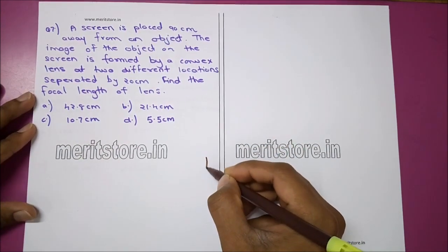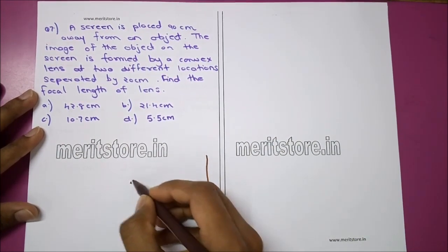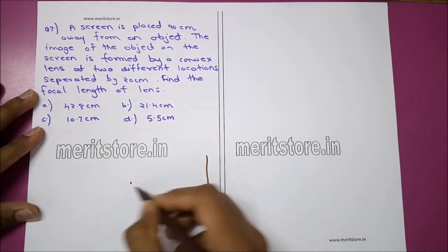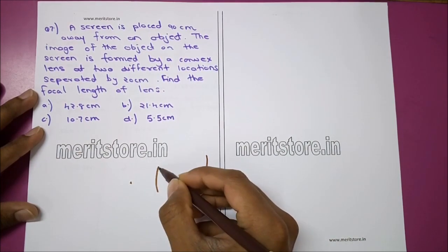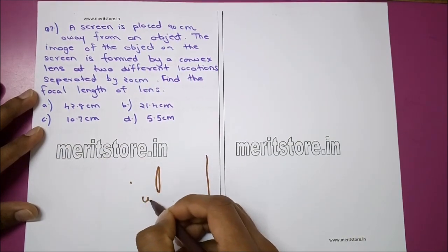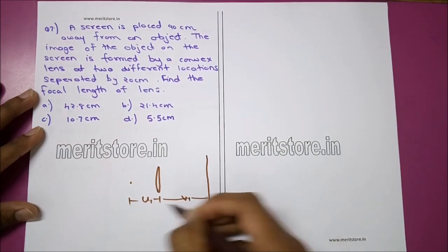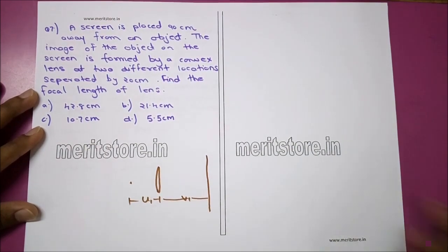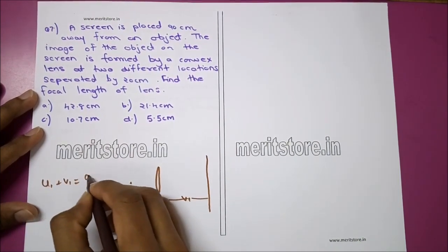Now a screen and an object are placed 90 centimeters apart. So let us consider two cases. The first in which the lens is placed at a distance of u1 from the object and v1 from the screen. So therefore u1 plus v1 is equal to 90.